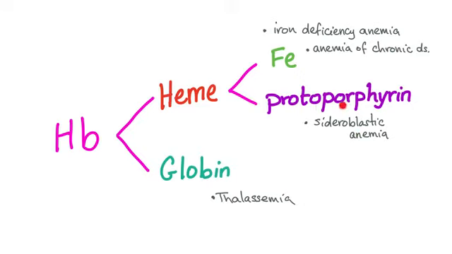Sideroblastic anemia, the problem is in the protoporphyrin pathway. Thalassemia, today's topic, the problem is in the globin, and "in" means protein.